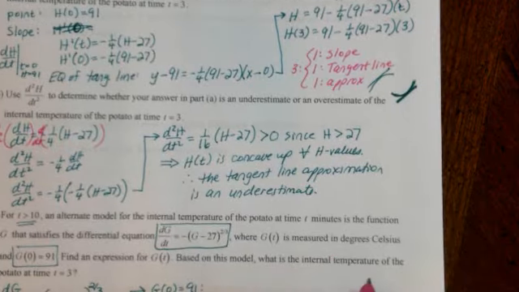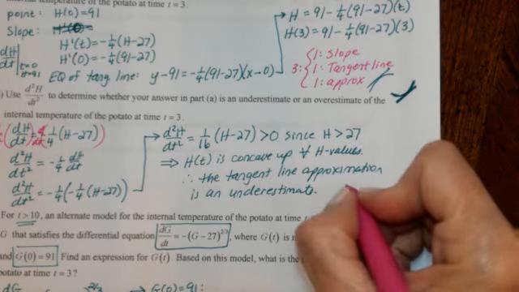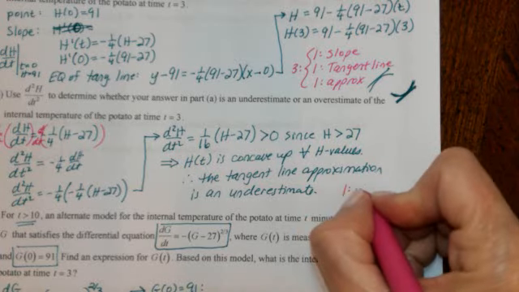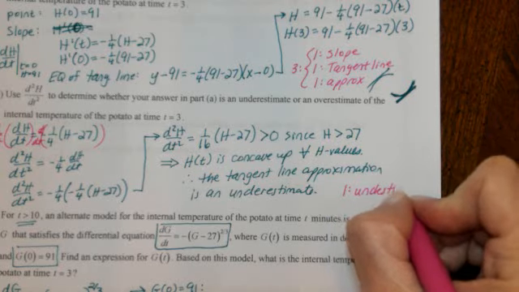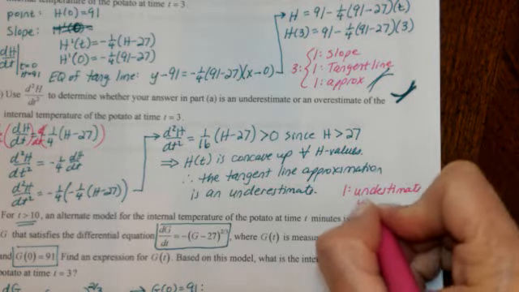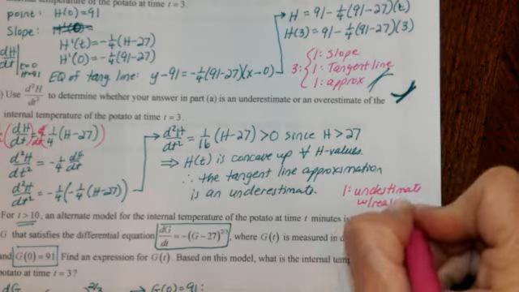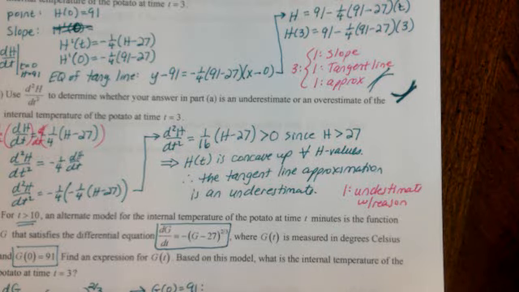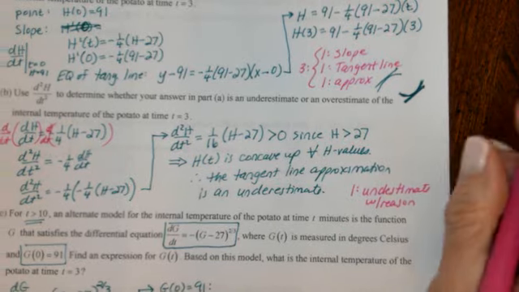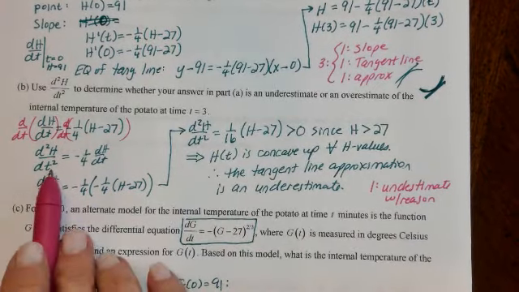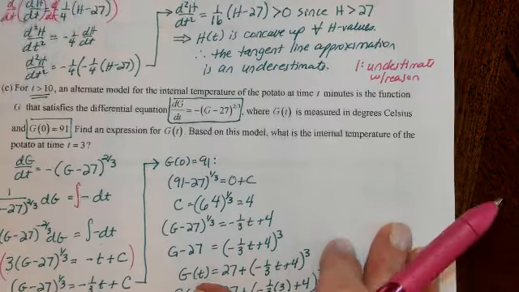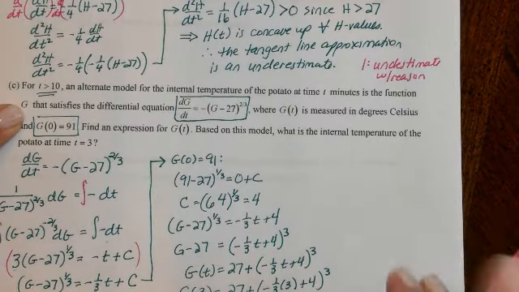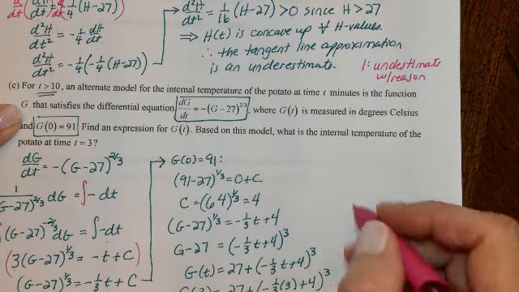For part B, this kind of surprised me, but it was only worth 1 point. It was 1 point for underestimate with reason. Surprised me that thing was only worth 1 point. I really thought that they were going to give me a point just for finding the second derivative. But they didn't. Okay. Part C did not surprise me. This was worth 5 points.